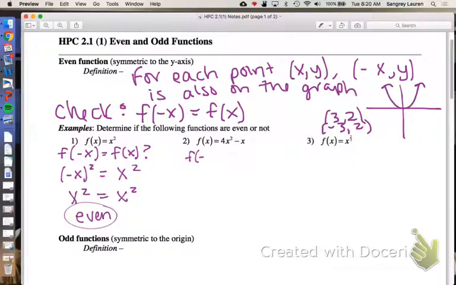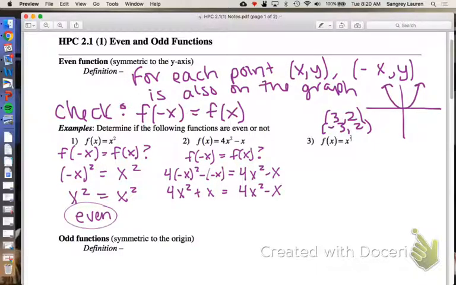Number 2, same thing. We're checking: does f of -x equal f of x? All right, so we have 4(-x) squared minus (-x), and we want to see if that equals the original function. Again, (-x) squared is just x squared, so 4x squared, minus a negative becomes plus x. Now you can see these look really similar, but here we have a plus x and on the other side we have a minus x. So these are not equal, so this is not even.